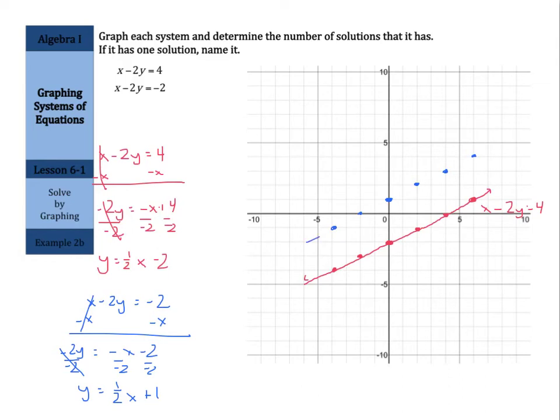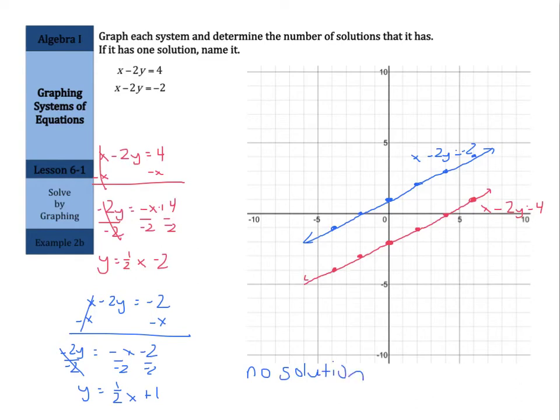And if I draw on the sketch of this graph, you'll notice that, wait a minute, these graphs are parallel. And this was x minus 2y equals negative 2. We have parallel lines here. So there's not ever going to be an intersection. And since there's not going to be an intersection, there's not a possible solution. So this is no solution.